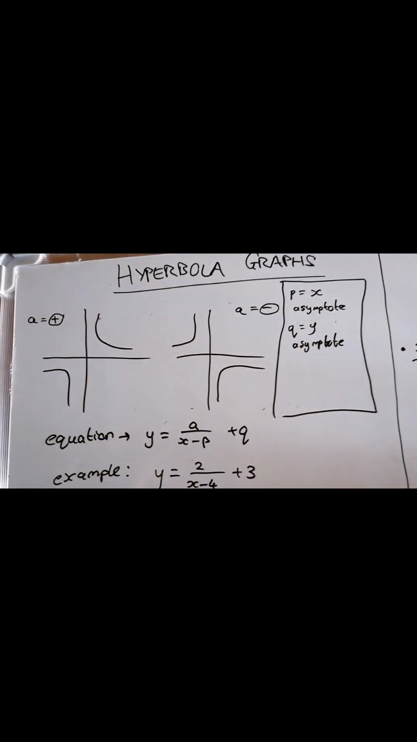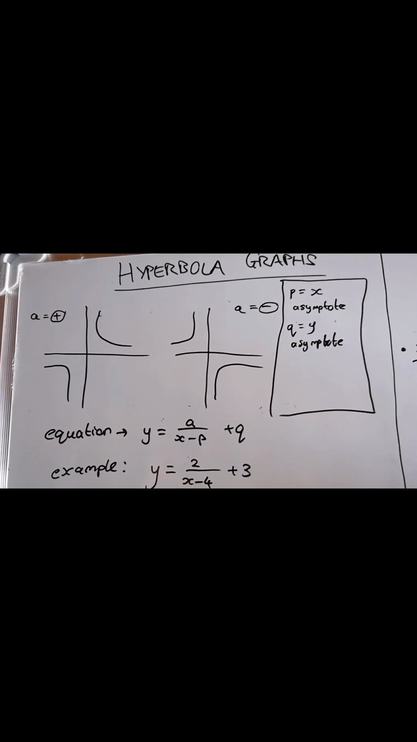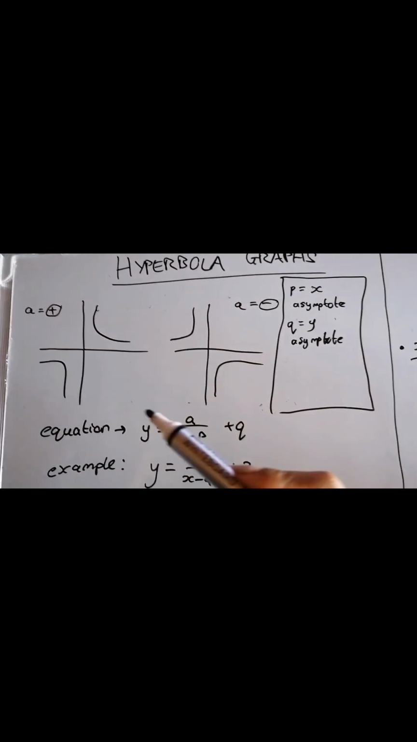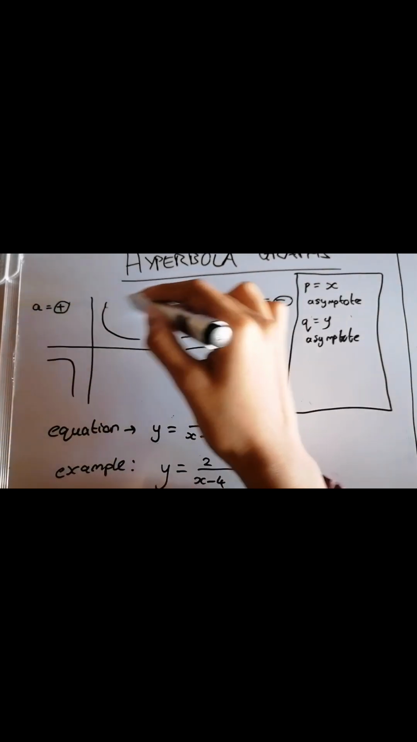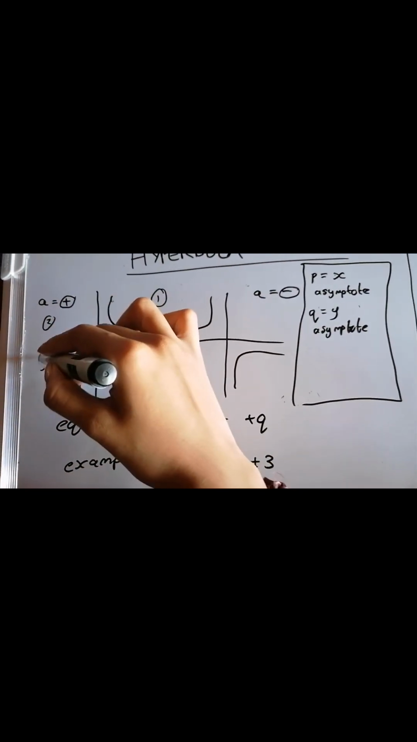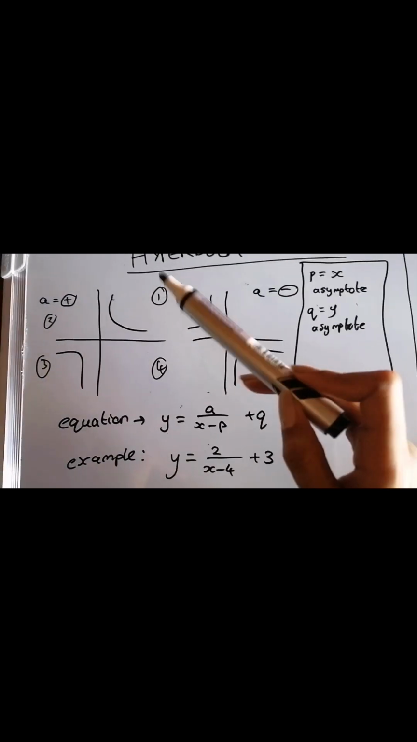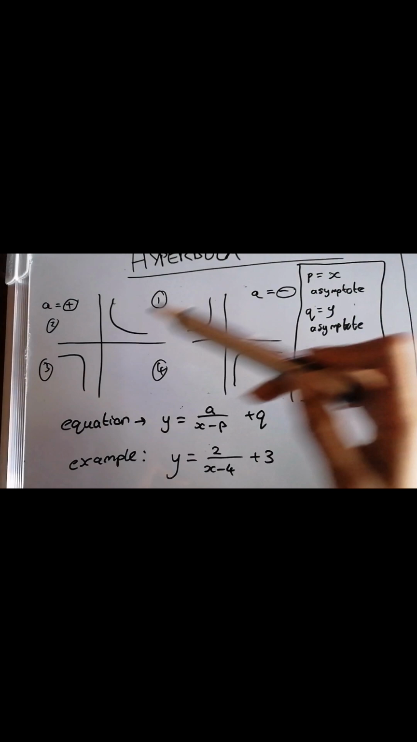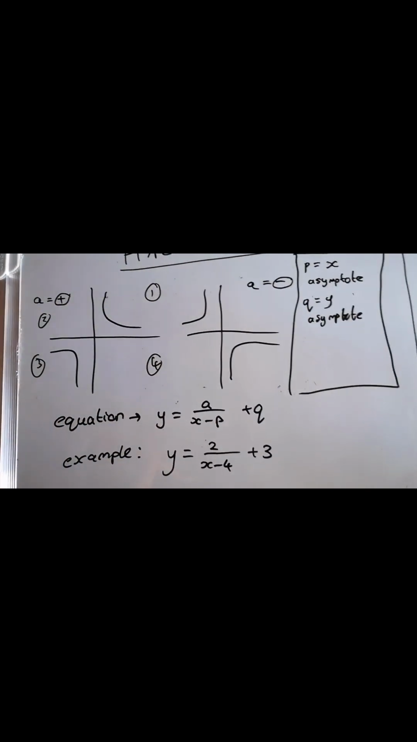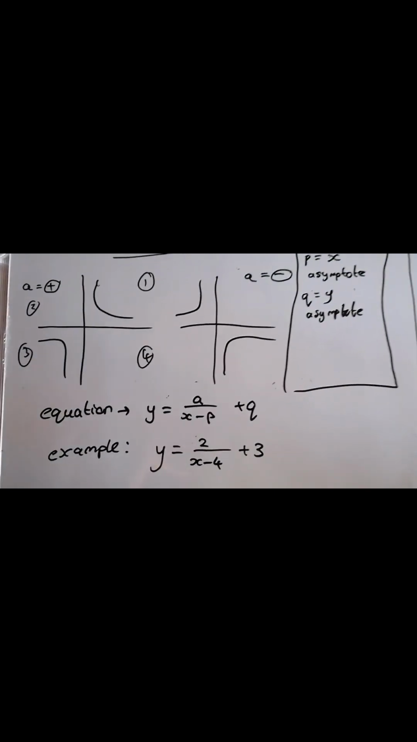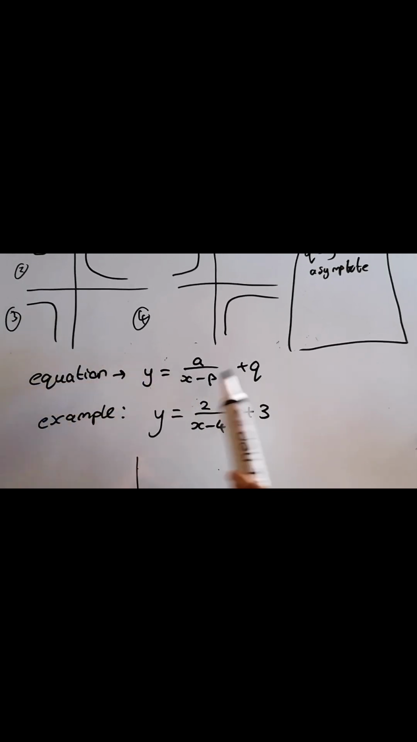Okay, next graph is the hyperbola. Now the hyperbola graph basically looks like two boomerangs, okay? So we know this is quadrant 1, 2, 3, and then 4, right? So it's always either in quadrant 1 and 3 or in 2 and 4. How are we going to know that? Firstly, let's look at what the hyperbola equation looks like. So this is your standard hyperbola equation. Y is equal to A all over x minus p plus q. Now remember, I need you all to go and learn all these general formulas for each one of the graphs.